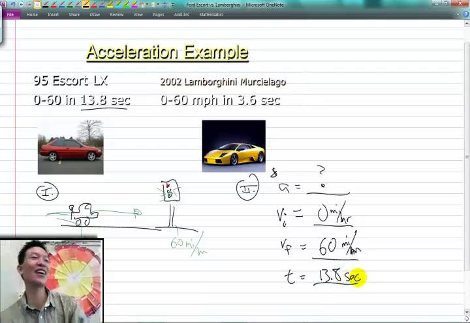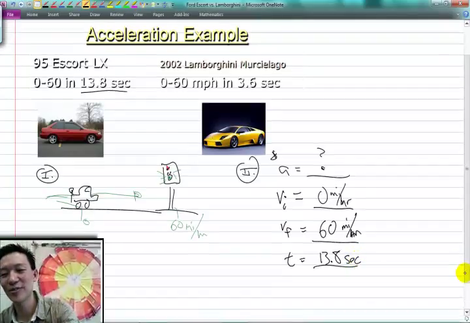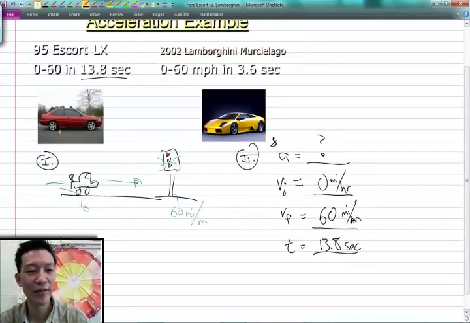13.8 seconds. Wow! That's totally lame-o. Got it? Step 3, what do we do? What do we do in step 3?